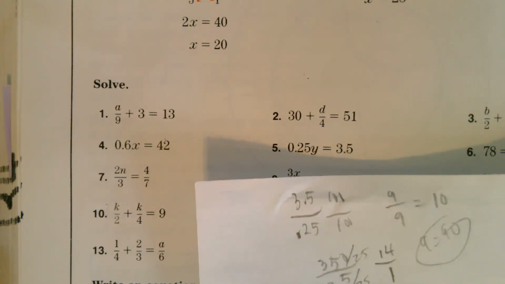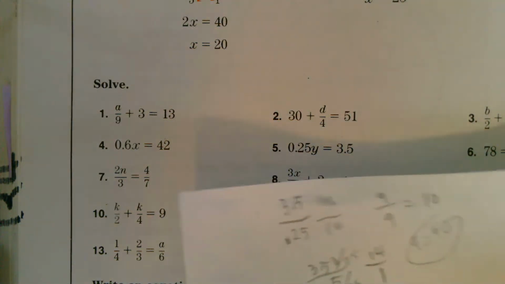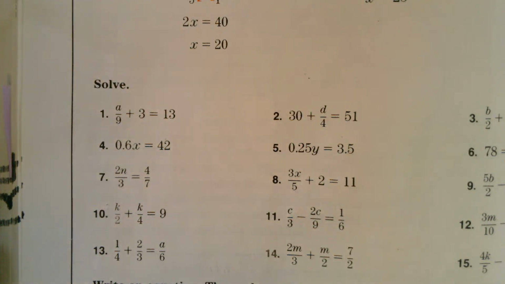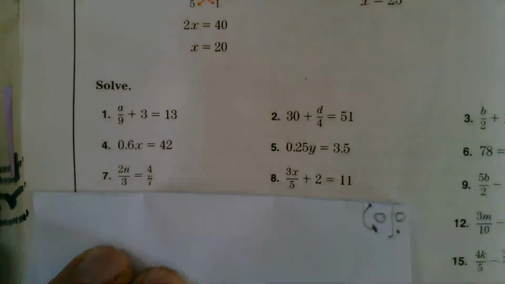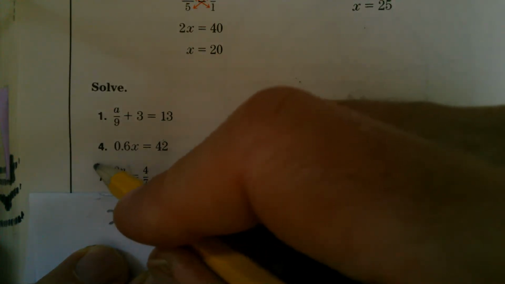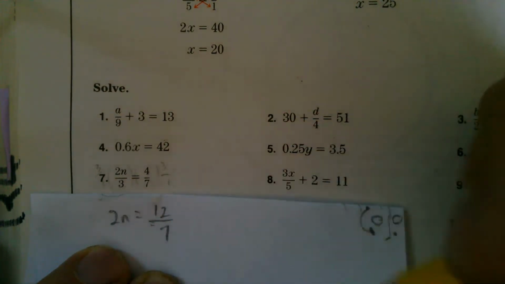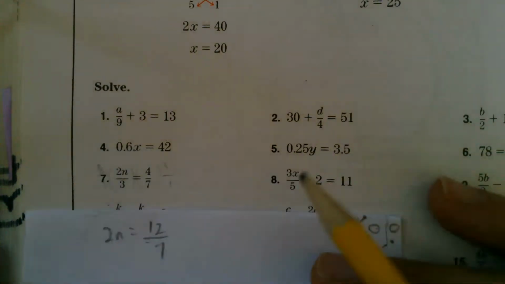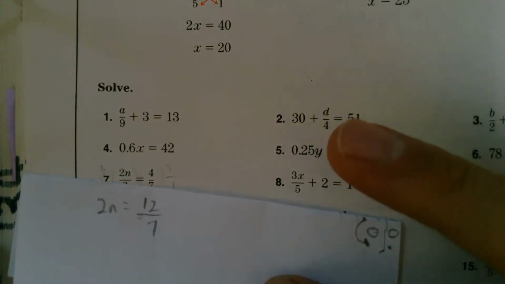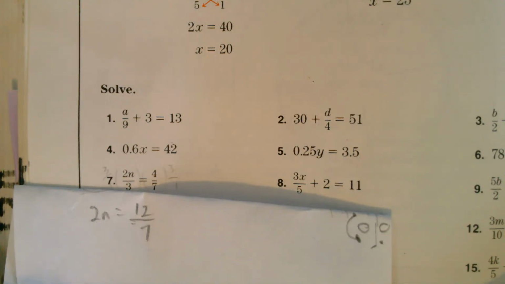2 over 3 equals 4 over 7. You want n by itself. On both sides. Good. So this gives us just 2n is equal to, sorry, 12 over 21. Okay, check that. So if you multiply both sides by 3 over 1. Oh, sorry, 12 over 7. That's 12 over 7 is equal to 2n.